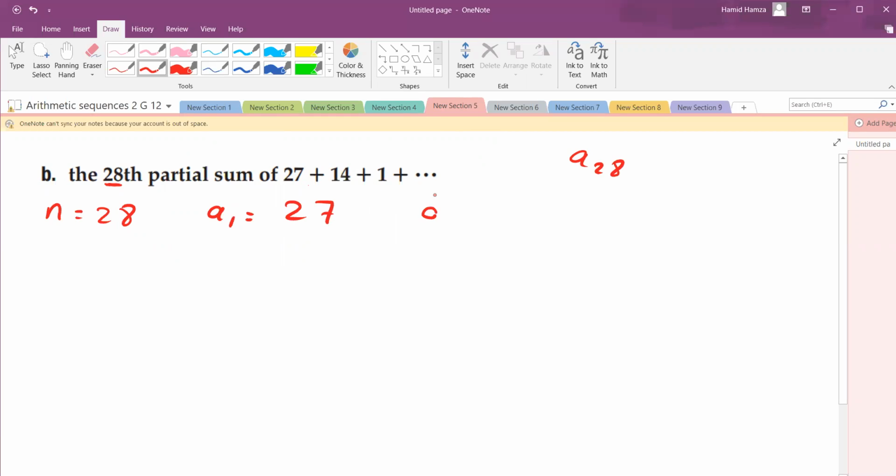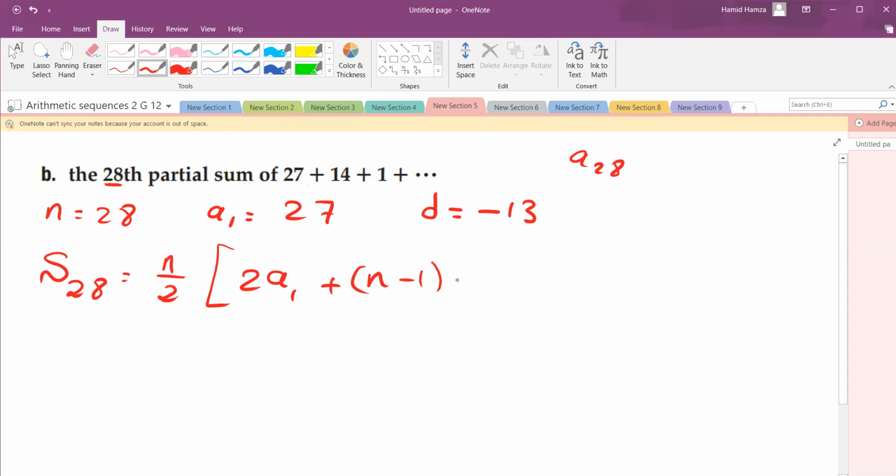Because I can use the second formula to find the sum. So the common difference here is 14 minus 27, which will be negative 13. So it's very easy to find the sum directly. So S28 equals n over 2 times 2a1 plus n minus 1 multiplied by d. I'll use the second formula because the last term is not given. So we'll substitute directly.